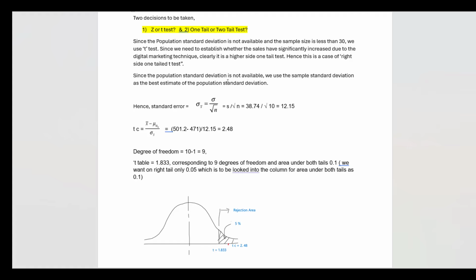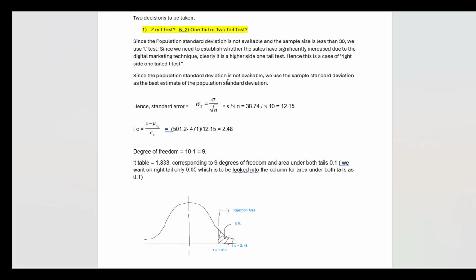Now, since we need to establish whether the sales have significantly increased due to digital marketing technique, clearly it is higher side of one tail test, because our rejection is on the right side. Hence, this is the case of right side one tail test, because we are going to establish that the sale has increased is on the right side.